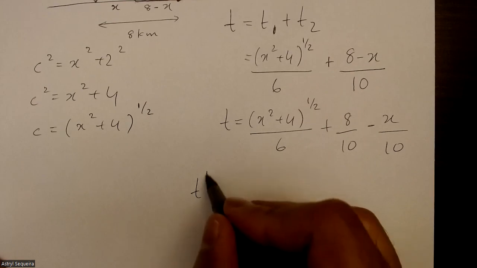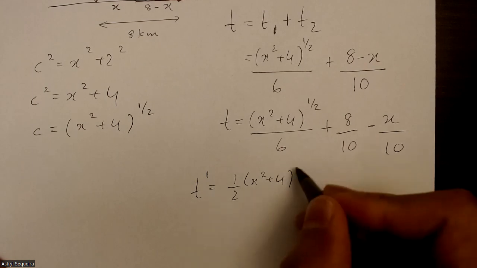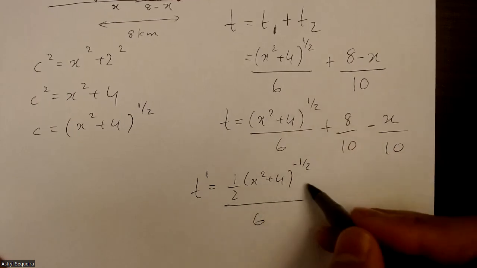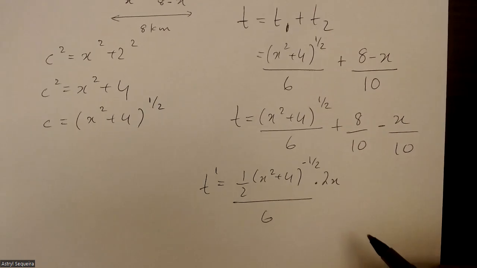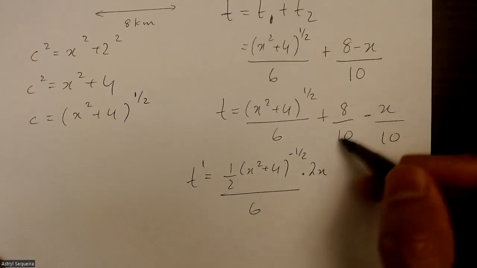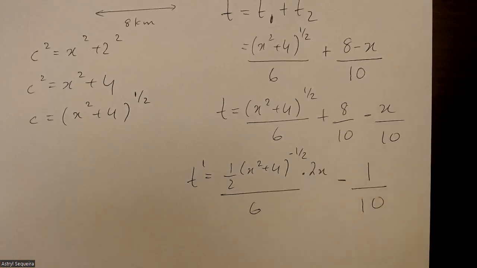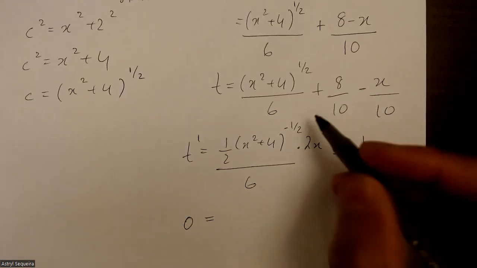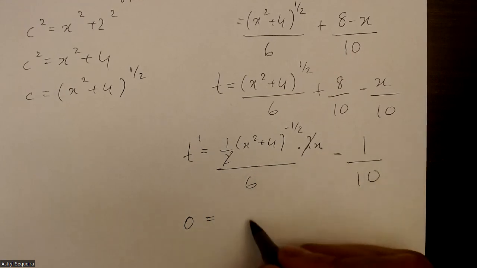So let's derive this. So t prime equals 1/2 (x squared plus 4) to the negative 1/2, all divided by 6. And then by the chain rule, I'm going to multiply by 2x. And then over here, this constant disappears, and the derivative of negative x over 10 is just negative 1 over 10. So now we just need to make this equation equal to 0 and solve it. I'm going to turn this into 0. Over here, I'm just going to cross off these 2's. So on the top, I just have an x.